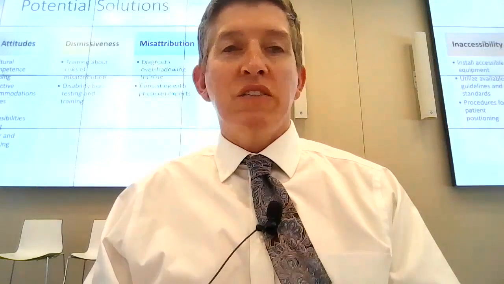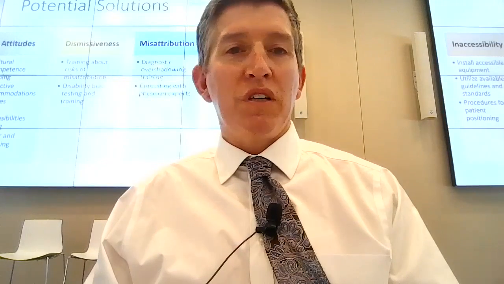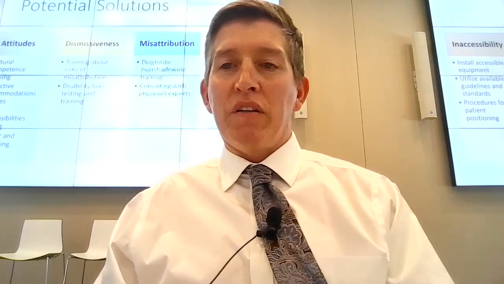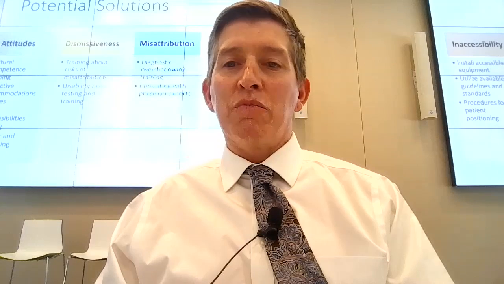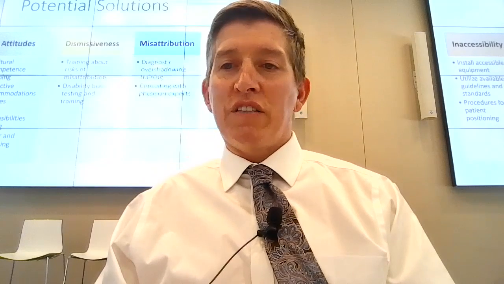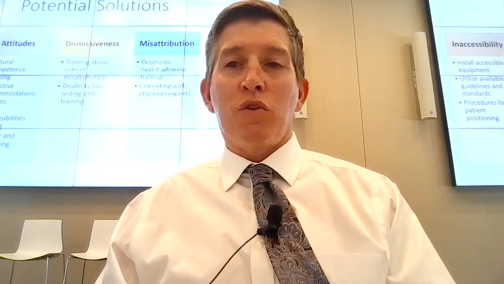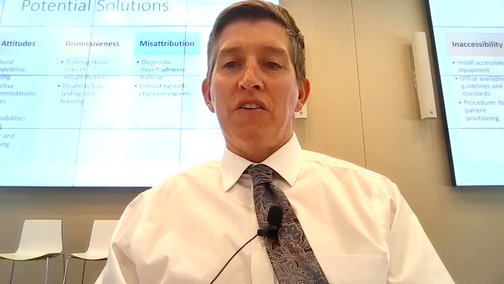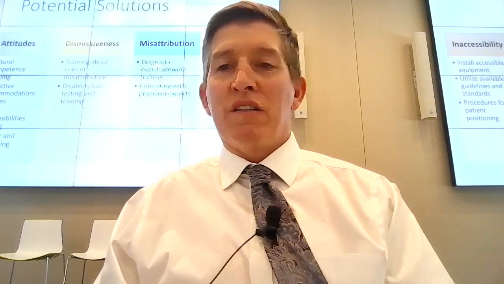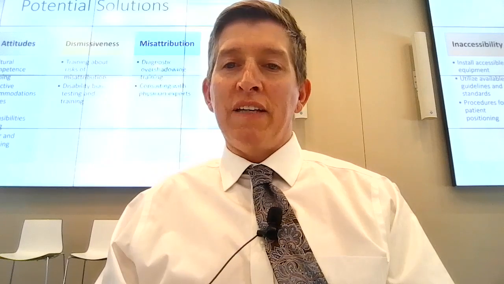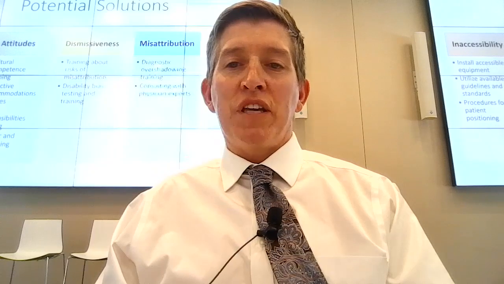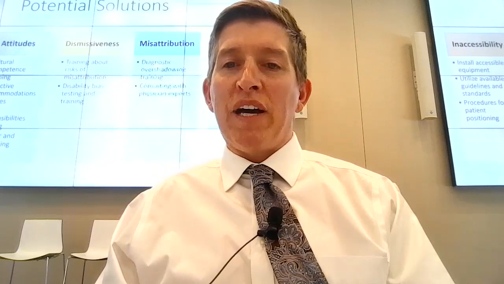So lastly, what are some potential solutions? We can install accessible medical equipment, such as wheelchair accessible weighing scales, height adjustable exam tables, and transfer devices such as a Hoyer lift. For specific equipment requirements, there are readily available standards from the federal government. We don't have to go about doing this blindly. We can also develop procedures for appropriate patient positioning, such as for MRI or biopsy.